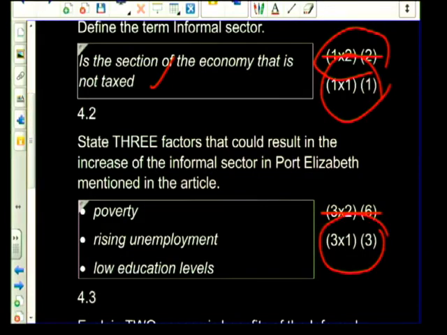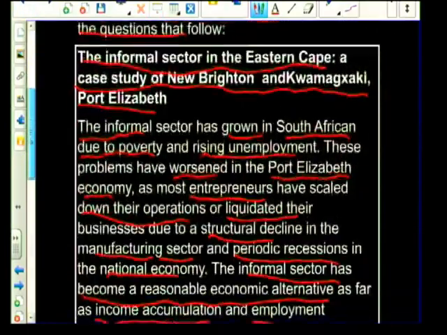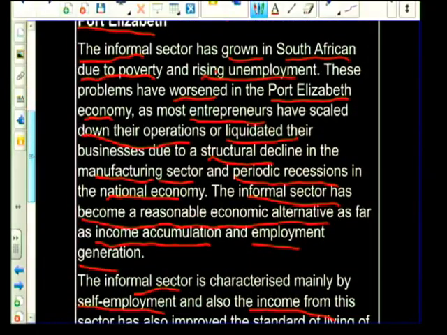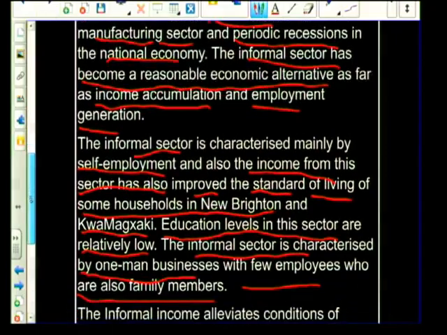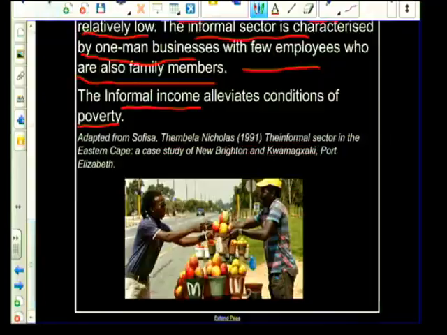Okay, I've got it from the article. Poverty, rising unemployment, lower levels of education. I'm going to show this to you. Poverty, rising unemployment, and education levels in this sector are relatively low. So taking from the article, it is an application question, but it's a simple application question. In the past, you had 2 marks for it. Now you get 1 mark for it.